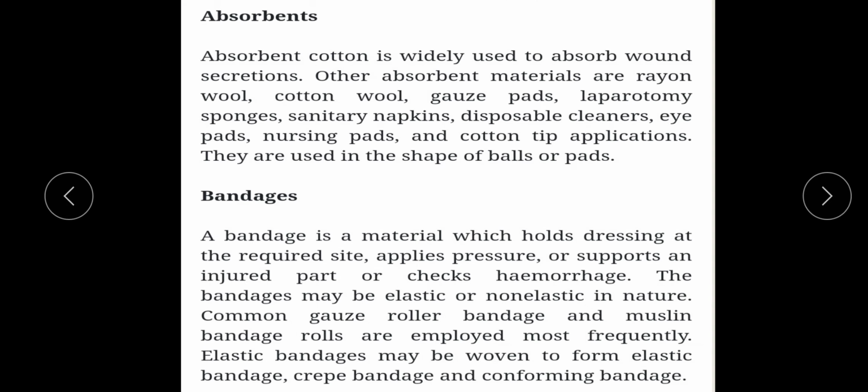Coming to absorbent cotton, it is widely used to absorb wound secretion. That is what its name says, absorbent, right? It is going to absorb the unwanted things which come out over the wound section. Other absorbent materials are rayon wool, which we have discussed, cotton wool, gauze pads, laparotomy sponges, sanitary napkins, disposable cleaners, eye pads, nursing pads and cotton tip applicators. They are used in the shape of balls or pads, right? That is a very good feature they have, right? They are going to absorb pus, blood and all those things.